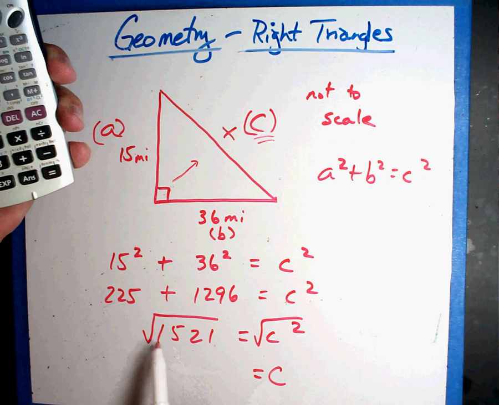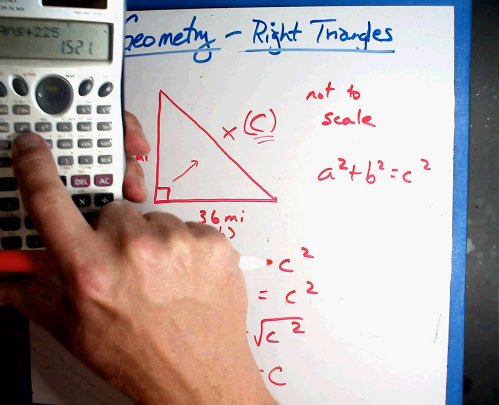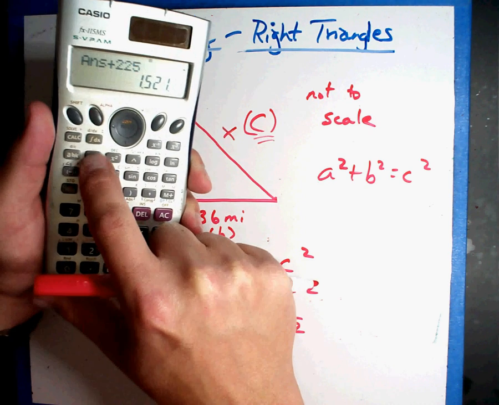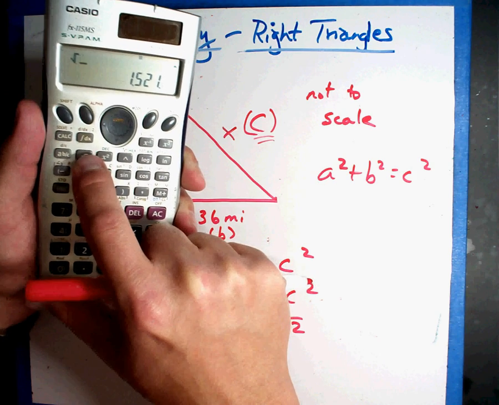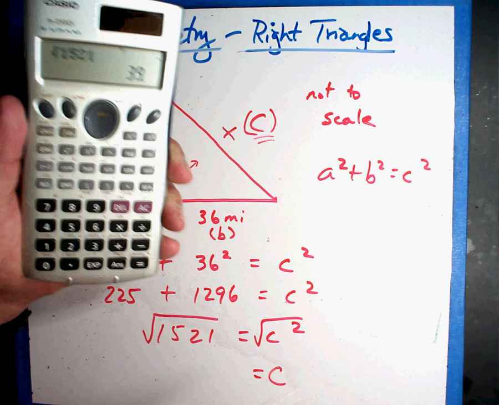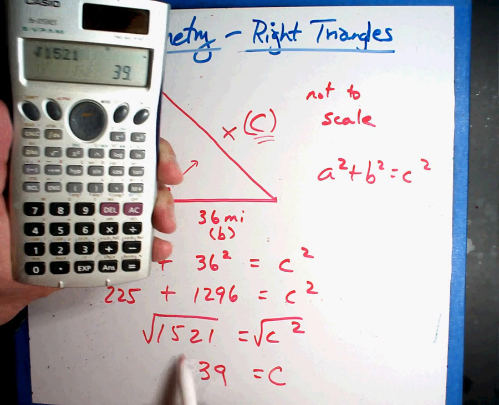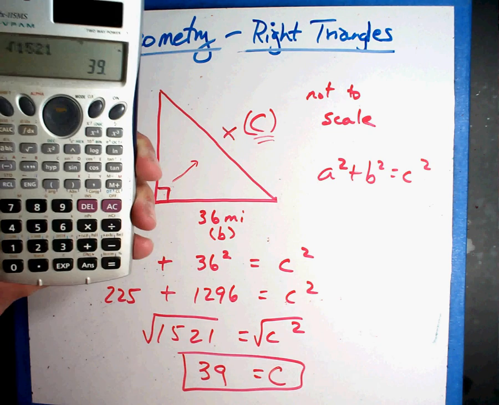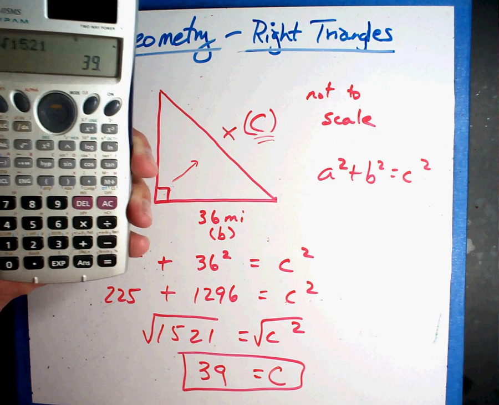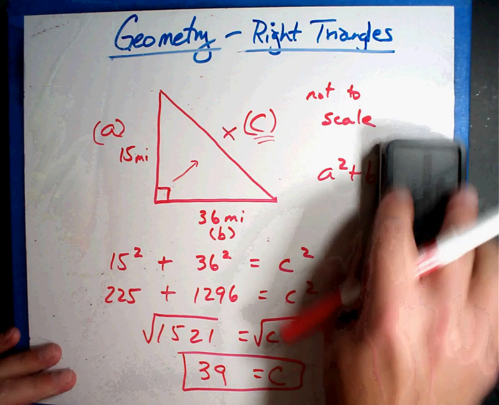So all I need is the square root, and I see on my calculator, I have a square root button right there. So square root of 1521 equals 39. There's my answer. So I got the answer for this triangle by using the Pythagorean theorem. Let's do one more.